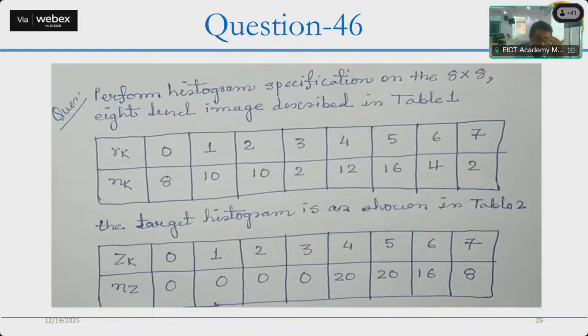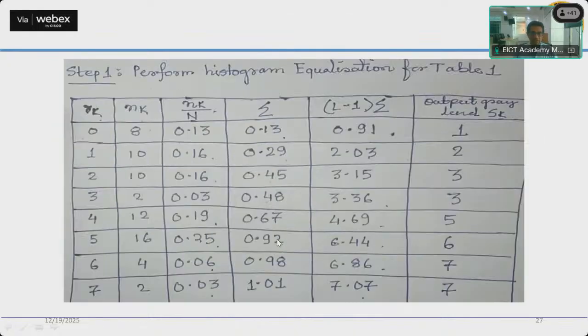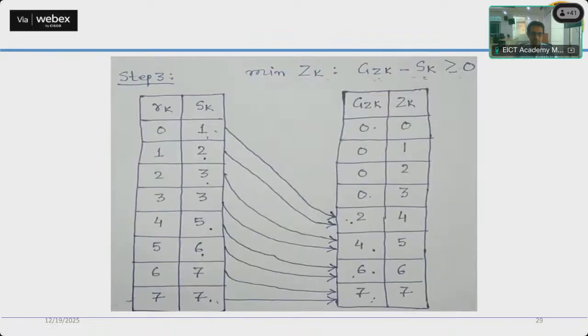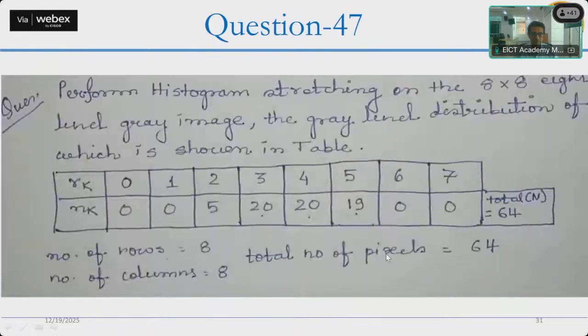Then perform the histogram specification on the 8x8 level image described in table 1. What is it showing? It is showing here basically this is given, this is number of pixels given, target histogram is shown, so that you can do it. So this is another histogram equalization. Again, then you are doing the matching. And then you are basically drawing it, and then you are equalizing, and then you are finalizing it. Final map.